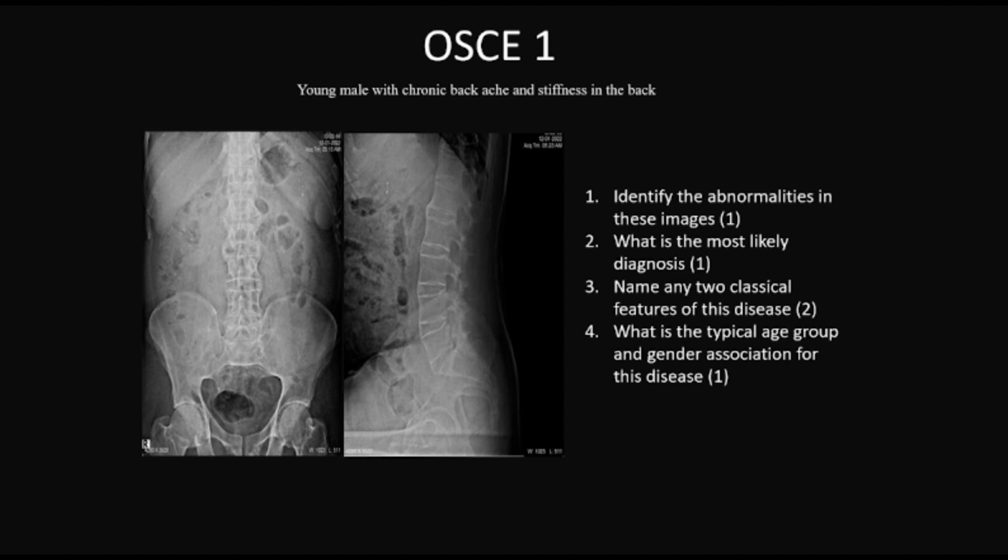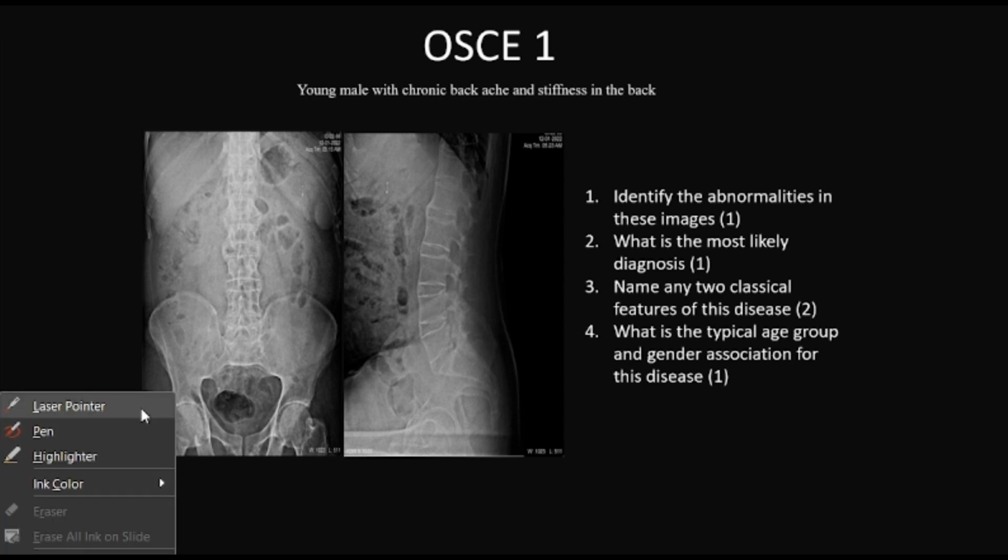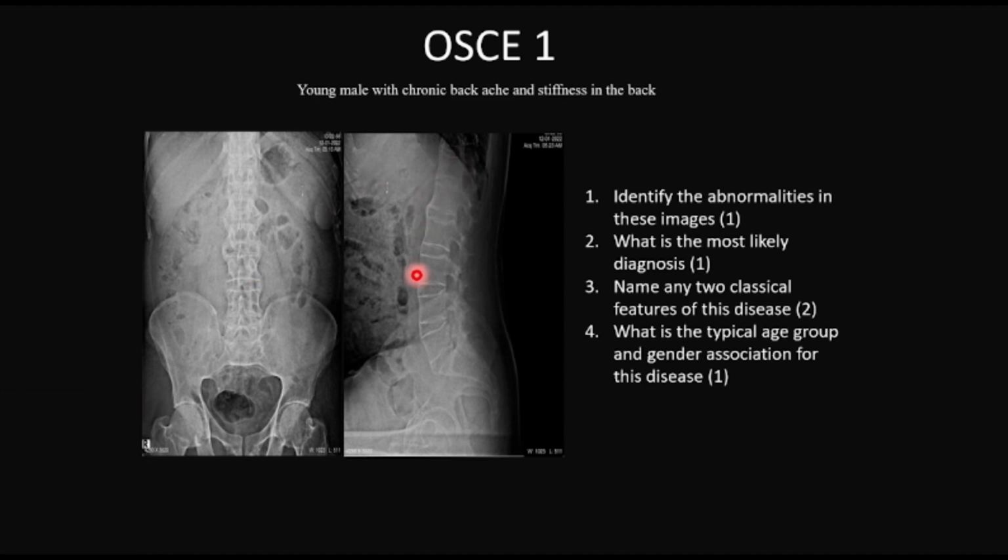So the first question is, identify the abnormalities. So we can see there is calcified anterior longitudinal ligament, few bridging ossifieds, and calcified posterior longitudinal ligaments, and bilateral sacroiliac joints appear fused. Second question is, what is the most likely diagnosis? So most likely diagnosis in this case will be ankylosing spondylitis.